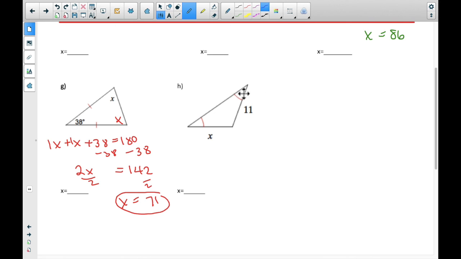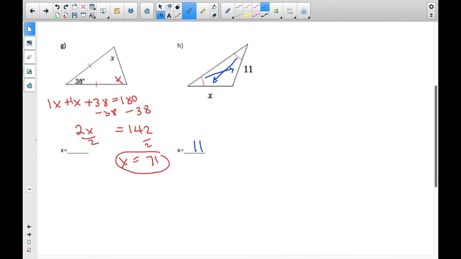Last one should be easy. Can you see what it is? Because these are congruent. They're pointing that way. So X is 11. All right, we will have some more practice in class on how to work with isosceles and equilateral triangles.